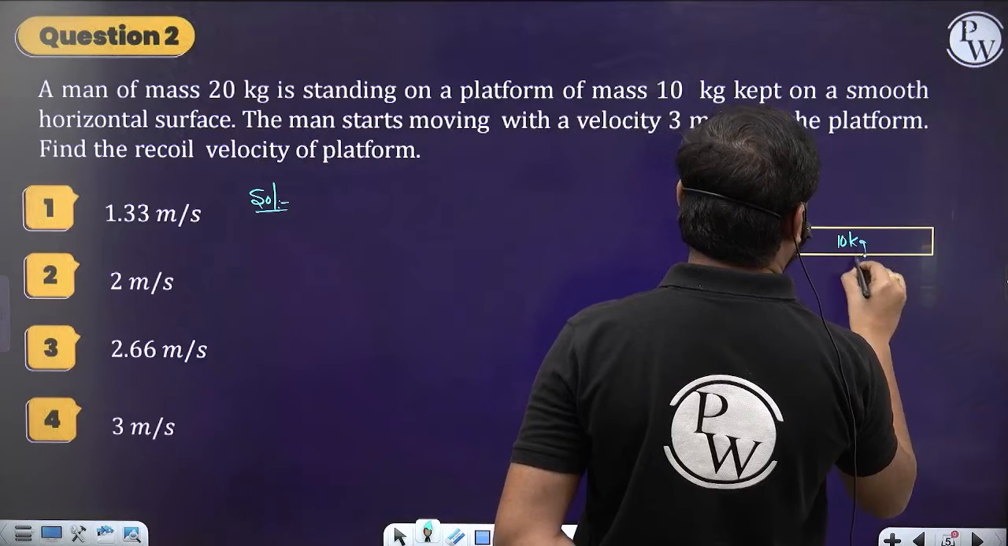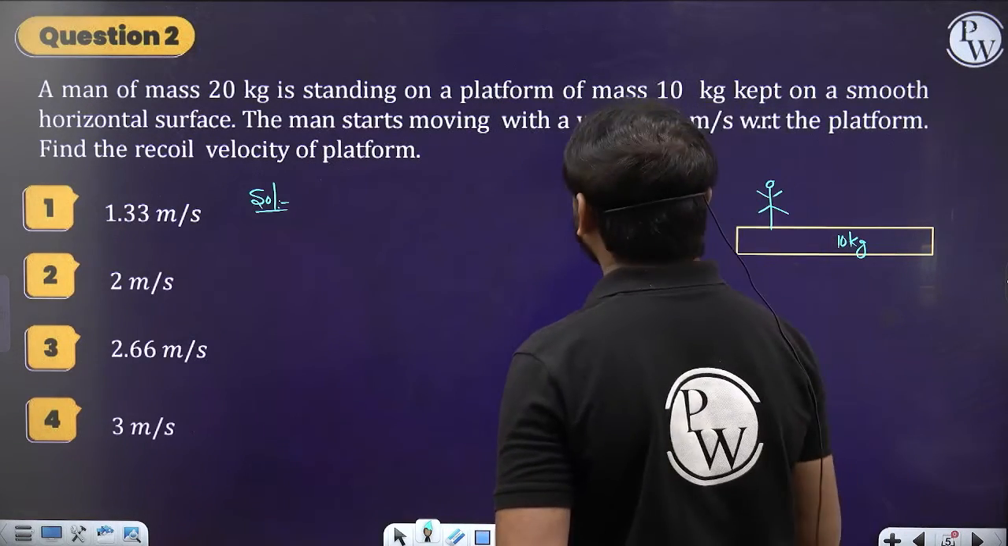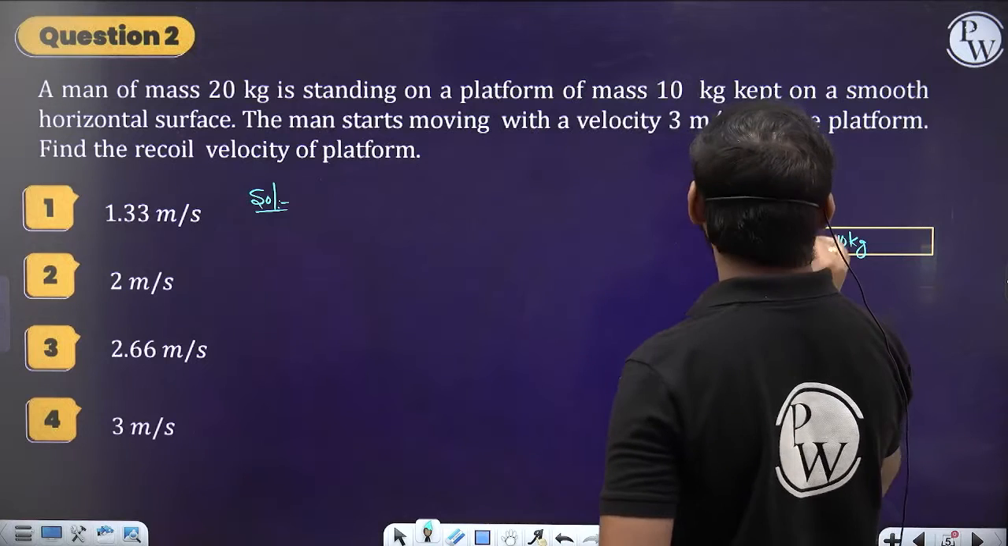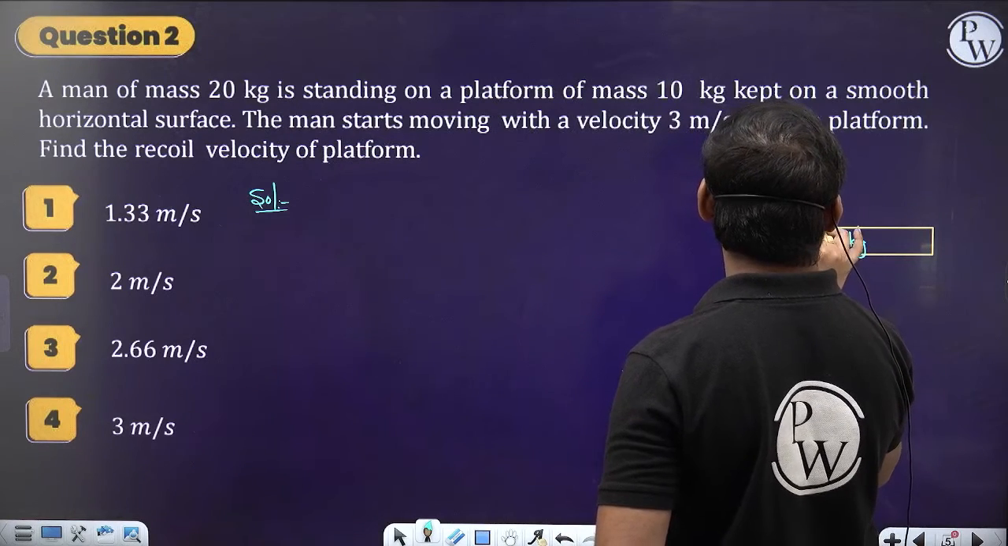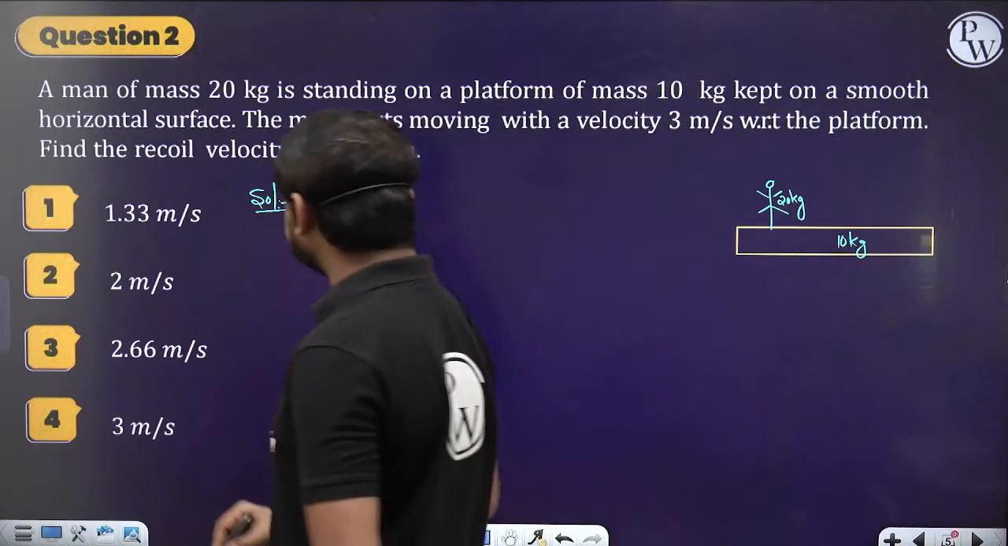Now a man is standing on the platform, right? The man's mass is 20 kg. So the person is of mass 20 kg, on a smooth horizontal surface, there is no friction.